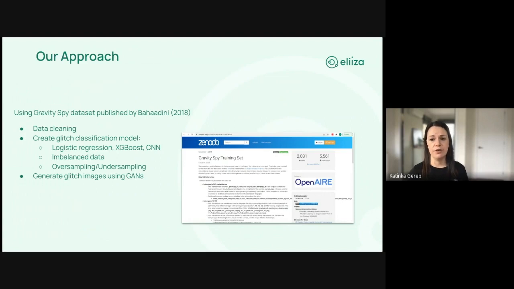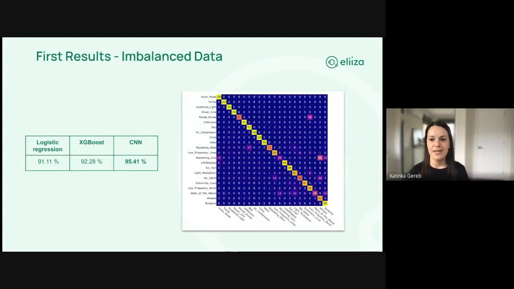So first we tested our model on the imbalanced data as it is. And then we also did some over and under sampling, meaning that we correct for this imbalance. And we tried to bring the classes to a more similar level to each other. And then we also created synthetic glitch images using generative adversarial networks. And I'm really excited to show you our results today. But first, as I was mentioning, we use different algorithms to create a glitch classification model. And convolutional neural networks gave us the best results here.